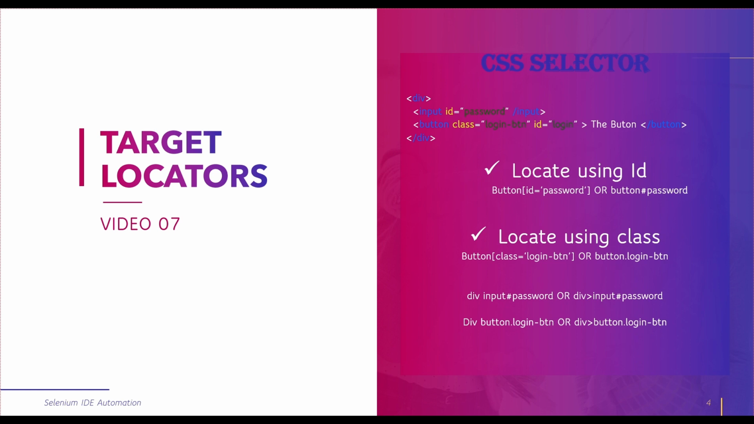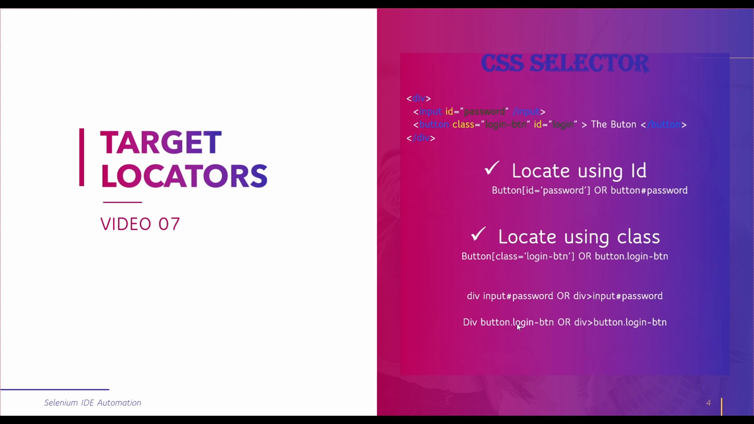So in case you need to relate with the parent of the tag name, in our case the parent here is div, so we'll say div space input hash password, that's for ID, or you go the route div, the greater than sign, input hash password.